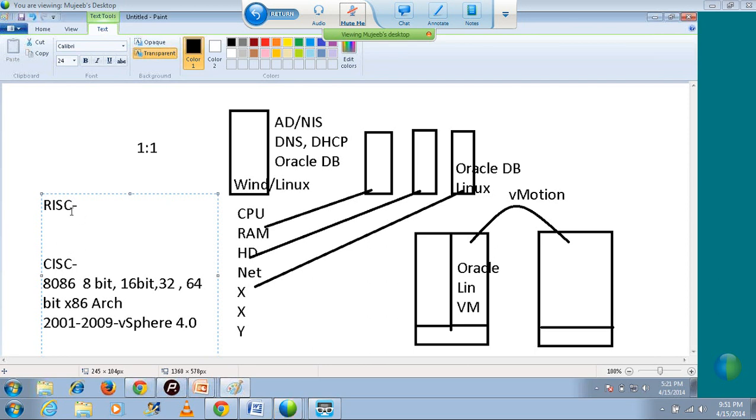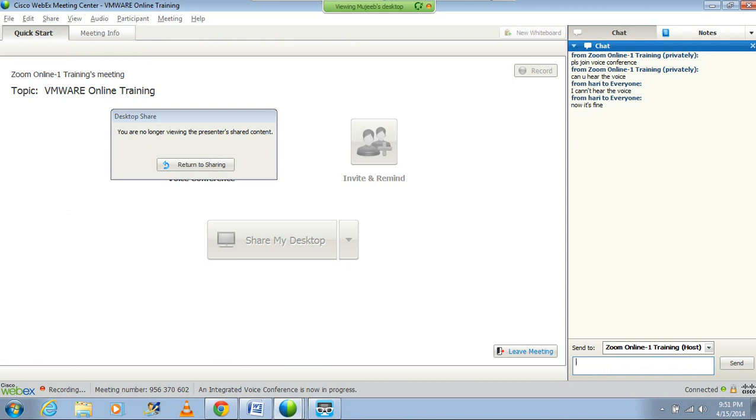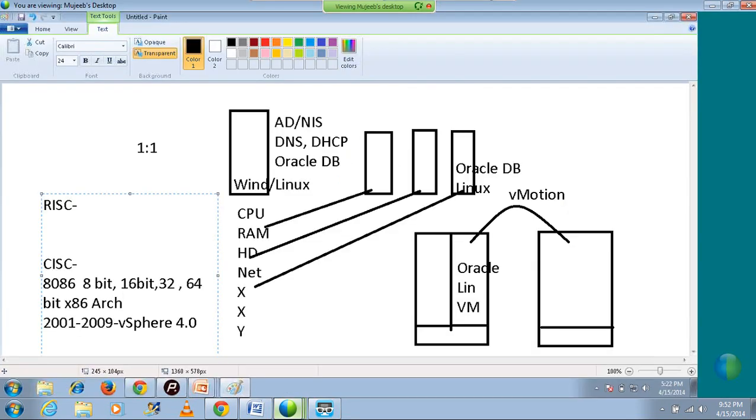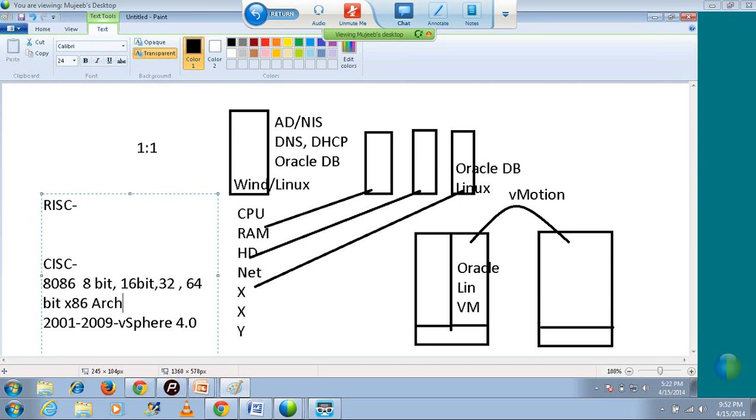Okay, so on the RISC platform there is virtualization, and on the CISC platform there is also virtualization. Specifically CISC, we call it x86 architecture. So we have virtualization available on x86 architecture machines from the year 2001 onwards. This was the history of virtualization, the different architecture machines, the different operating systems running on them, and the different virtualization technologies available. However, VMware vSphere is the server virtualization product on the x86 platform.